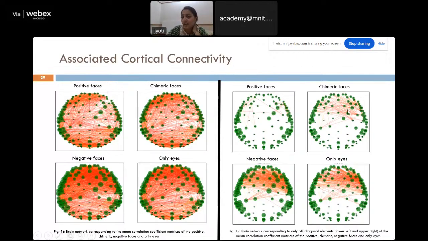And chimeric, if you see at the end, is not as much as only eyes and negative phases. So a little bit of cognitive task is happening, a little bit of thinking is there in order to recognize chimeric faces, but that is not too much. From this study, we can conclude that yes, the contrast relationship around the eyes also plays a crucial role in identifying or recognizing any face.